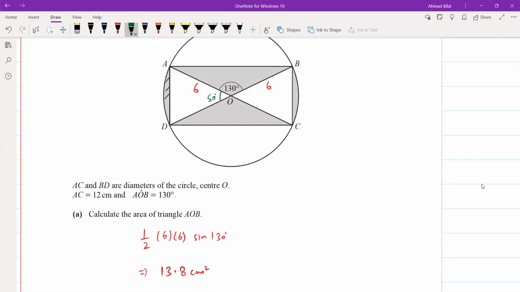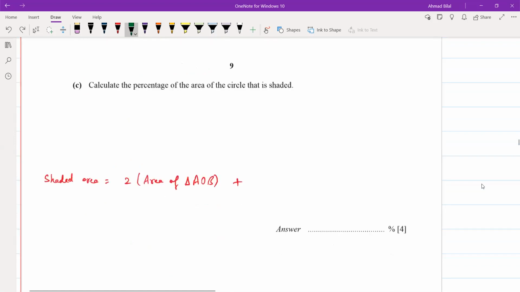The area of this segment can come from the difference of the area of the sector and the area of this triangle. The AOD triangle, we will subtract from the area of the sector, and we will have the area of this segment. So let's find the area of that segment.